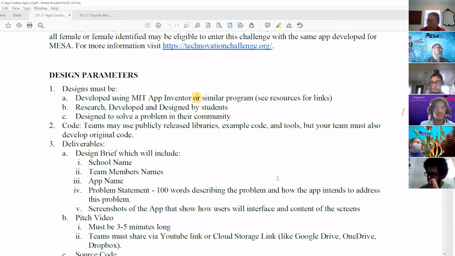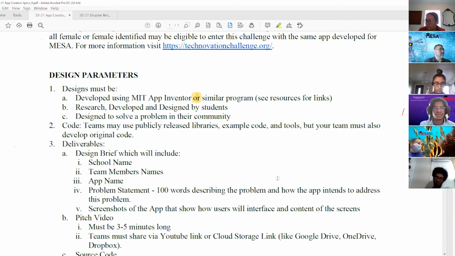On that design brief, you have to have your school name, the team members' names, the name of your app, right? If you go to the App Store, you don't just say, I need an app that does this, and then there's a description, right? Every app has a name, so it's easy to identify. So come up with a creative name for your app.